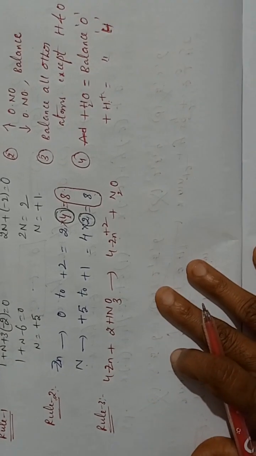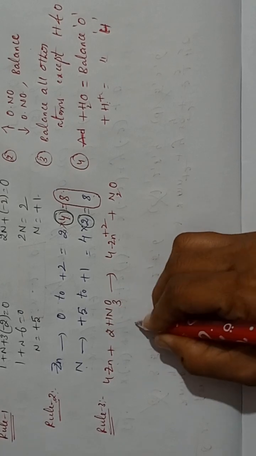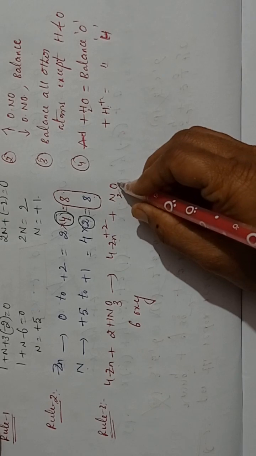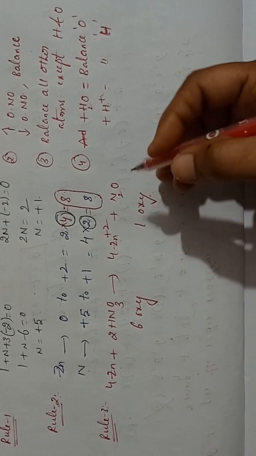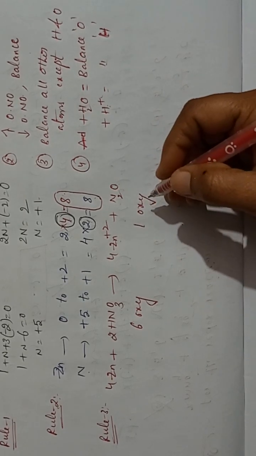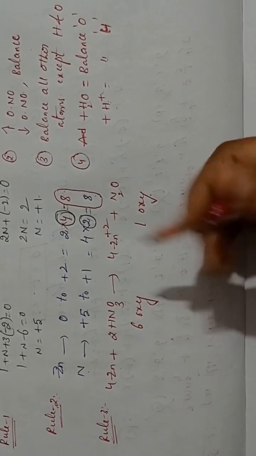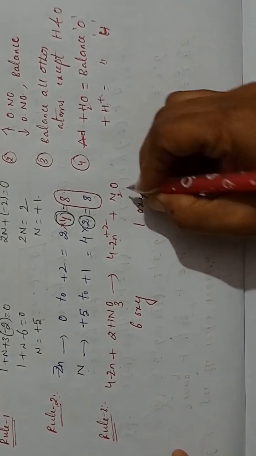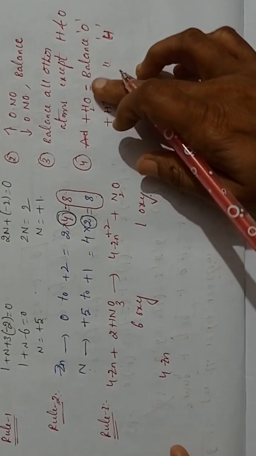Now I'm balancing the oxygen atoms. See here, on the left hand side, how many oxygens are there? 2 threes are 6 oxygens. On the right hand side, how many oxygens are there, students? Only one oxygen. So how many water molecules do you have to add? Where the oxygen number is deficient, there you have to add water molecules. Here only one oxygen is there, so 5 oxygens are still required. That's why I'm taking 5 moles of water molecules. Are you clear?